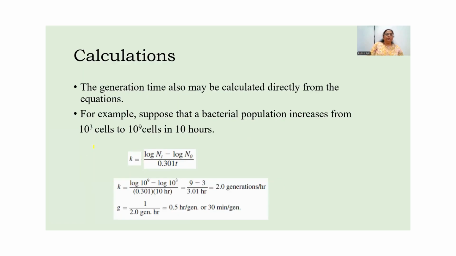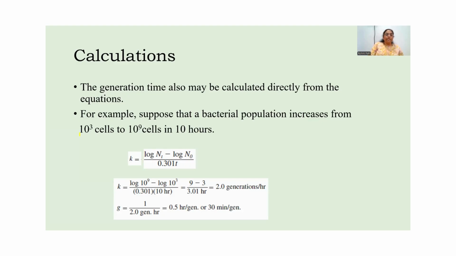Now you can calculate the generation time directly from the equations also. Suppose that a bacterial population increases from 10^3 cells to 10^9 cells in 10 hours. This has been given, and now you have to calculate the generation time and the growth rate constant.